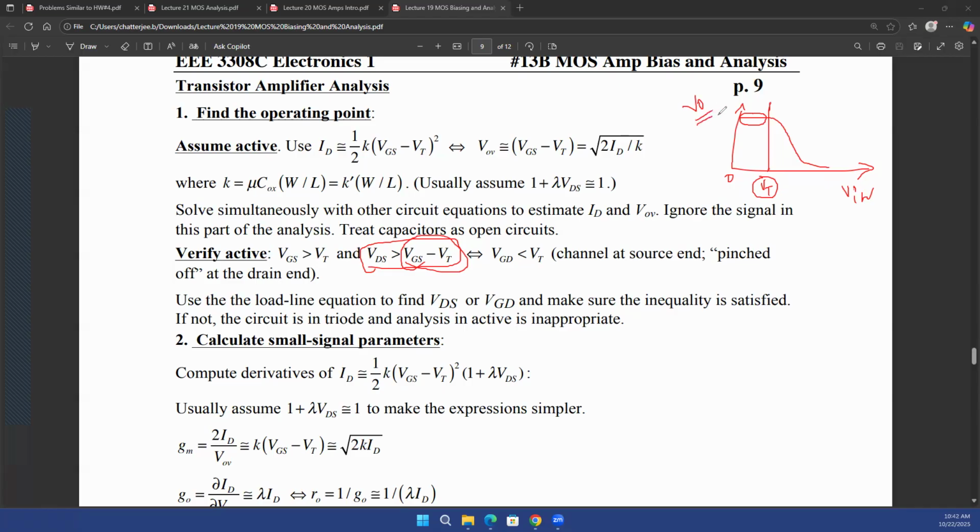Excuse me, you're muted. All right, sorry. So I think I was muted on Zoom.